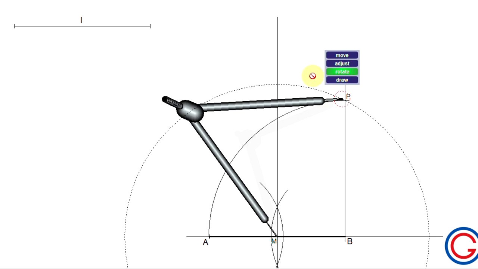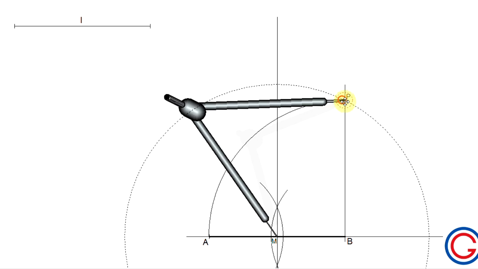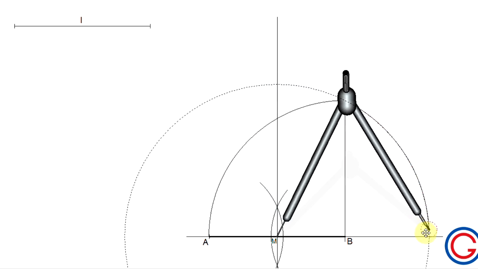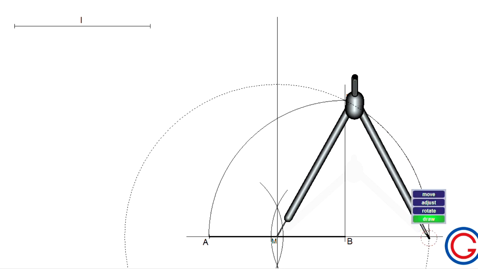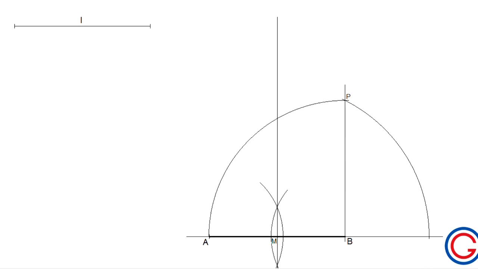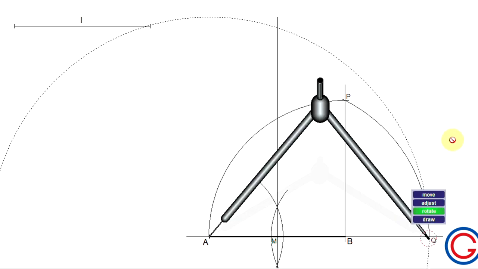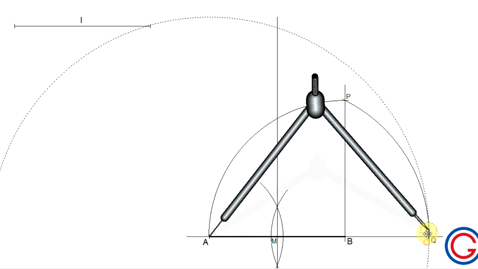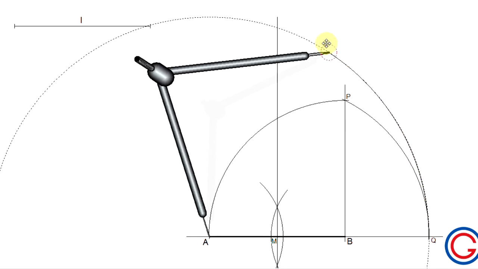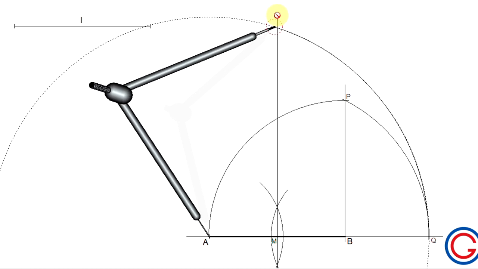So the next step is centering our compass on point M and radius MP. We scribe an arc to the right until it intersects the prolongation of the segment AB, as can be seen on the video, and we will call this point Q. So the length AQ will be equal to the diagonal length. We will continue to draw our pentagon.